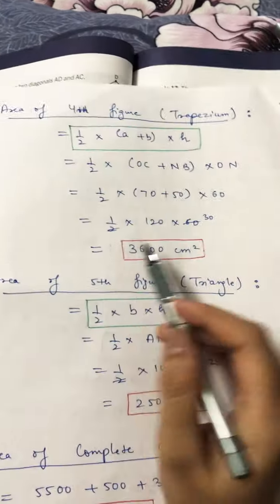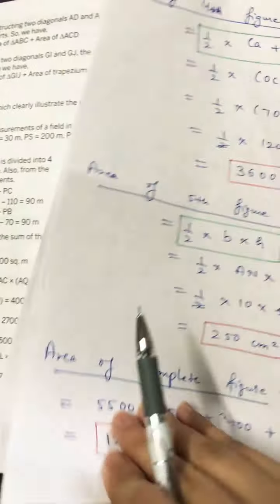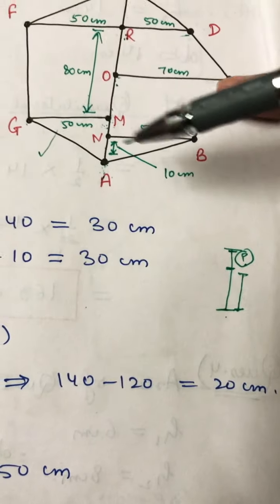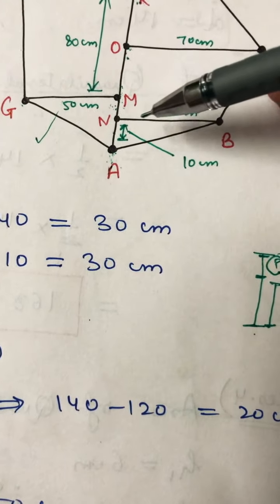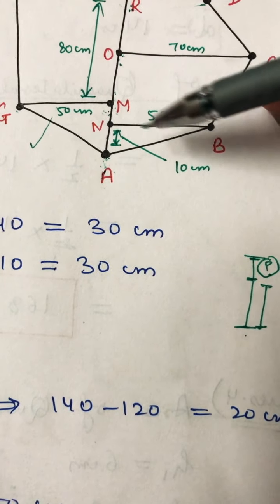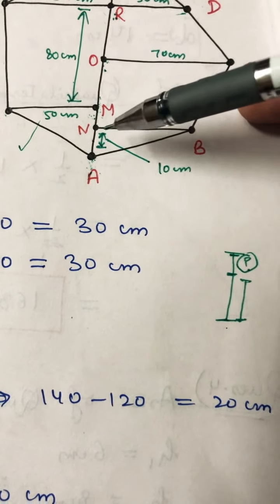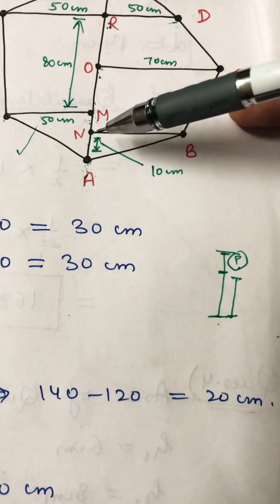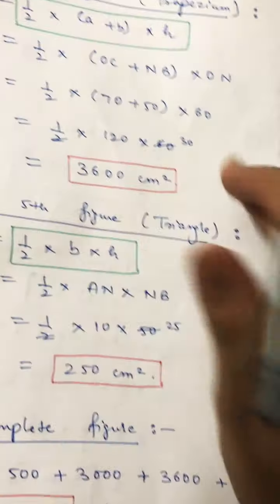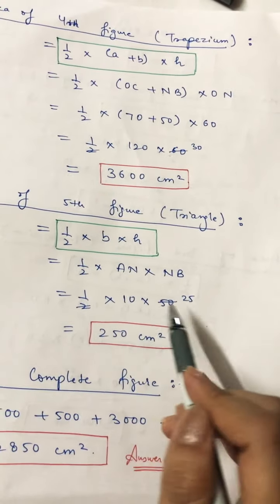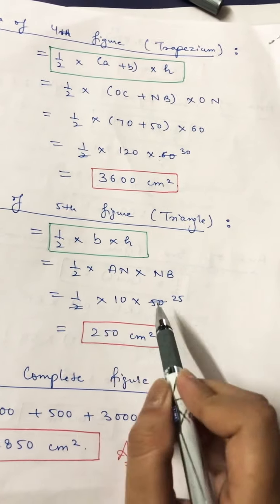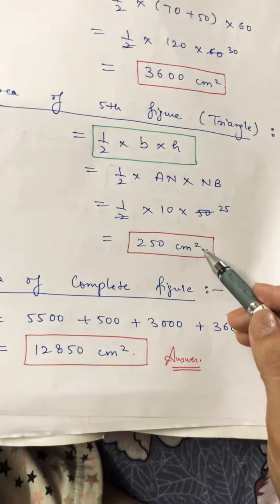Now next is the fifth figure, that is a triangle. This one, the last one, the small one. The formula of the area of a triangle is half multiplied by base into height. This is base, this is height. Base is given, height is also given. Just put into the formula 10 into 50 divided by 2, cancel it and take out the answer, that is coming 250 centimeter square.